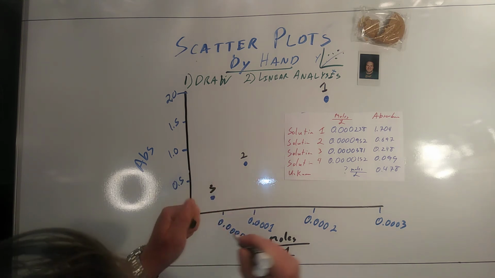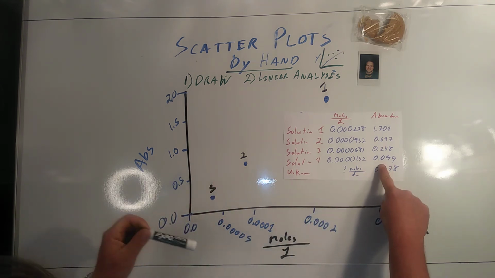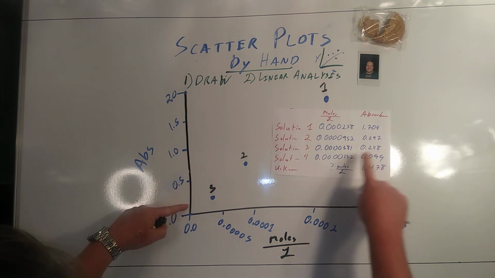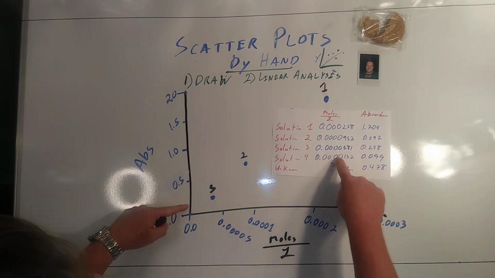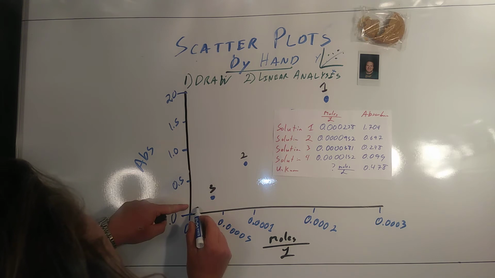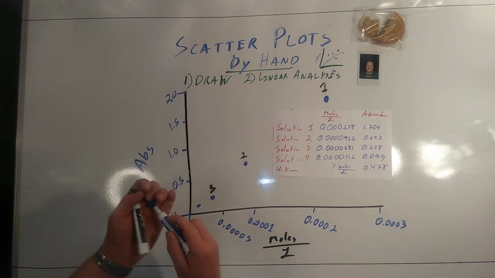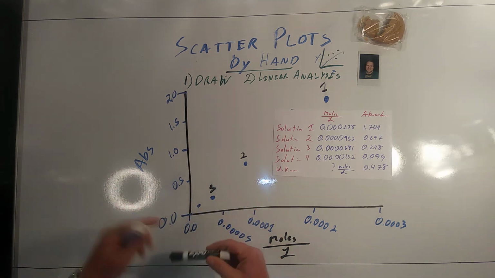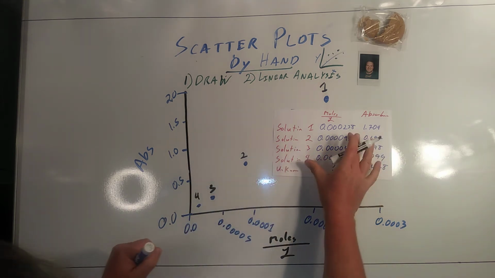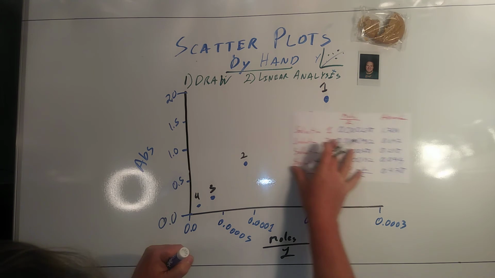Solution 4, 0.009 absorbance. So about right there. And its concentration is 0.0000152, so about right there. And there is my solution 4. This plots our data points.